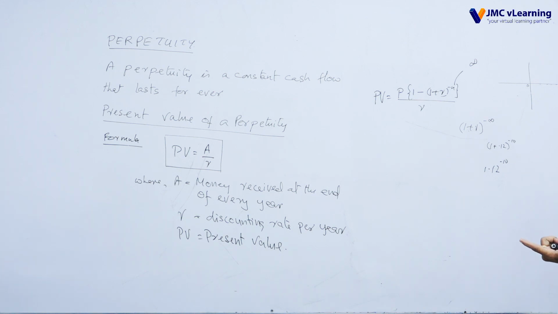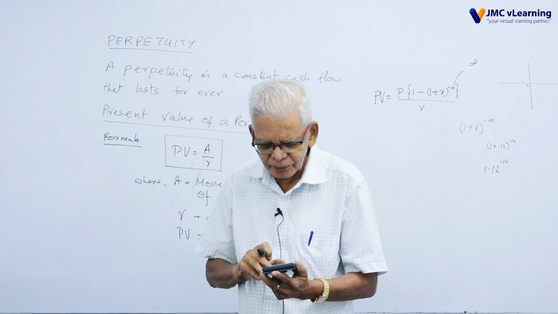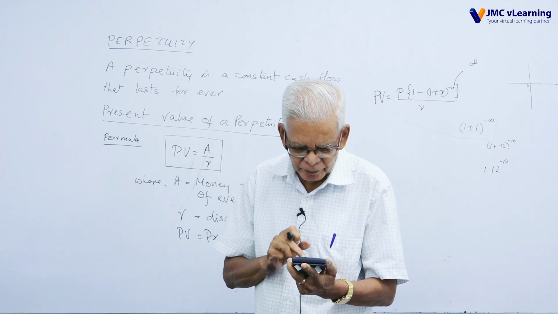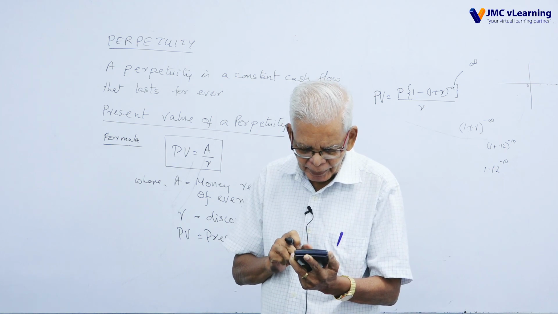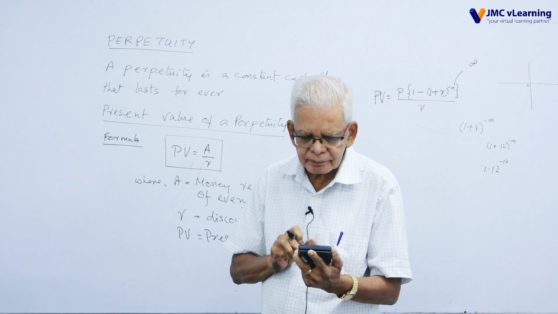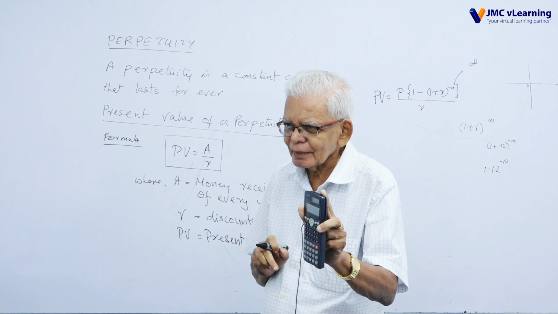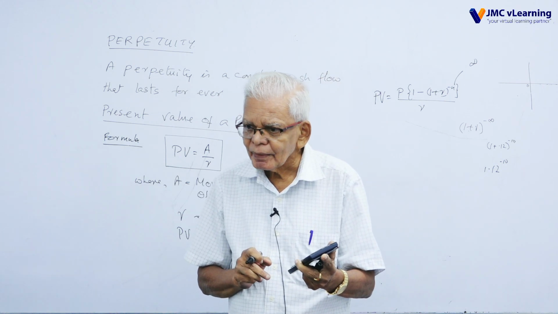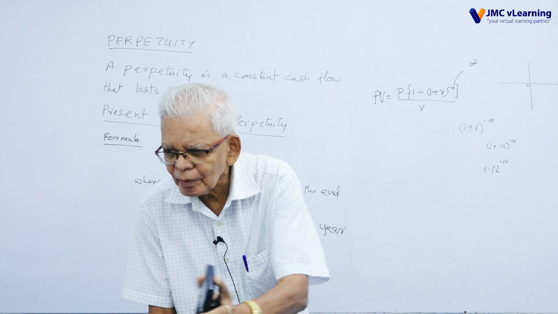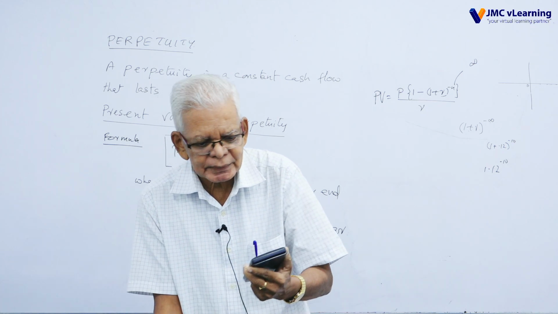It tends to zero, but you don't get an exact value for that. Sometimes you get 0 also. When you approximate, 1.12 to the power minus 10 is about 0.32. Then you put minus 100 and calculate. 1.12 to the power minus 10.